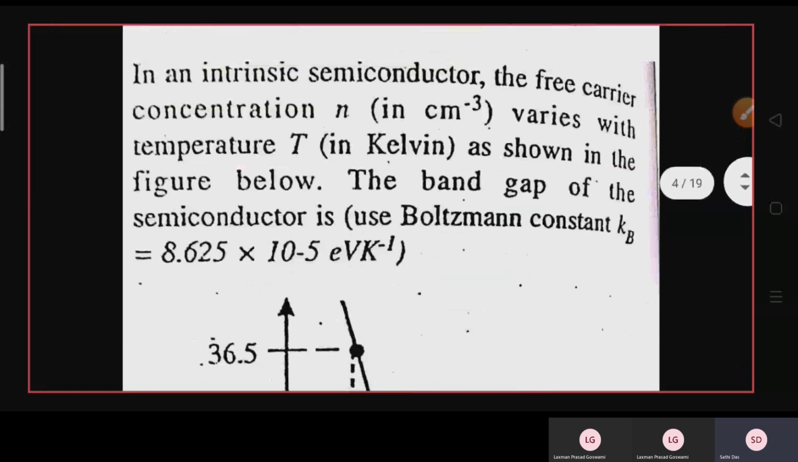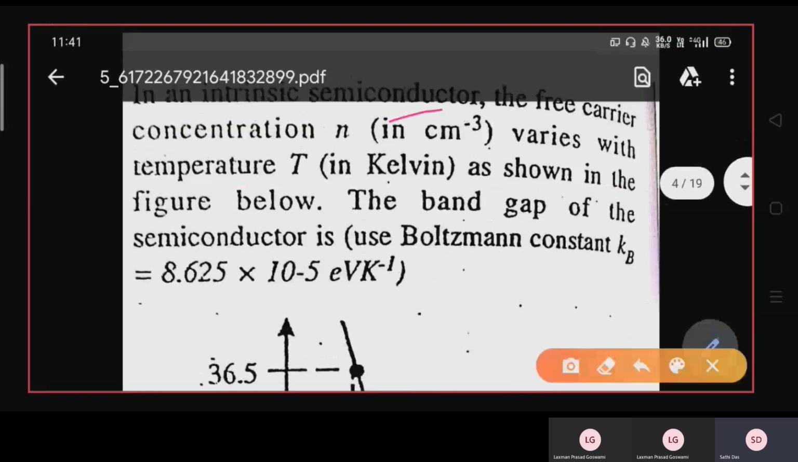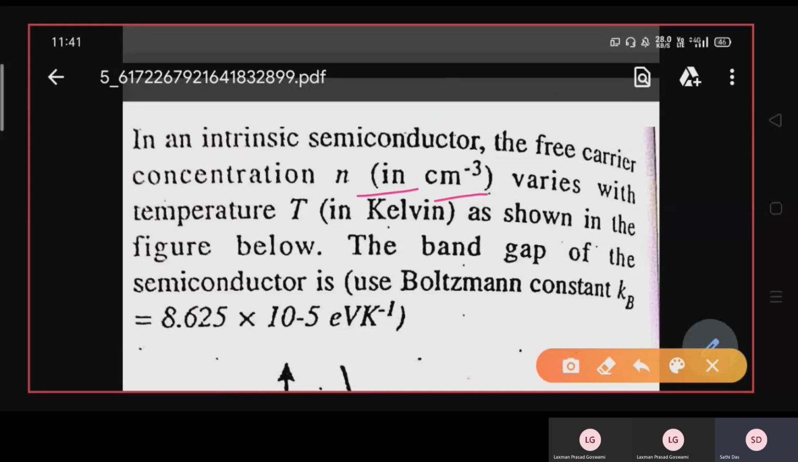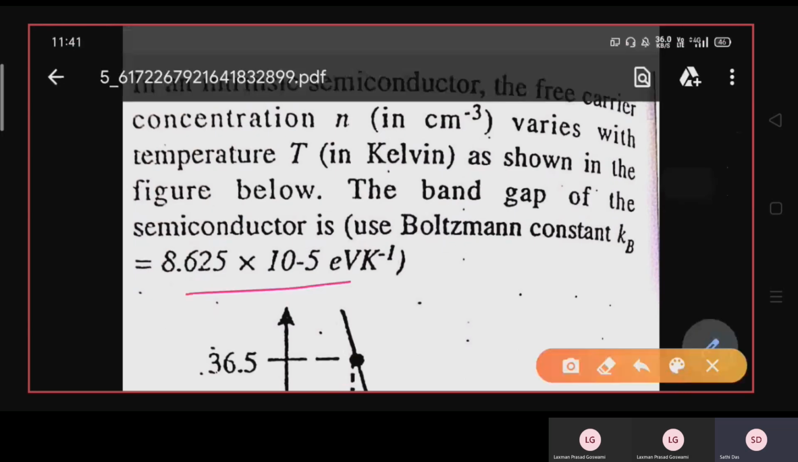Now come to the next question. In an intrinsic semiconductor, the free carrier concentration N in centimeter minus 3 varies with temperature T in Kelvin as shown in the figure below. The band gap of the semiconductor is how much? Your Kb has been provided.